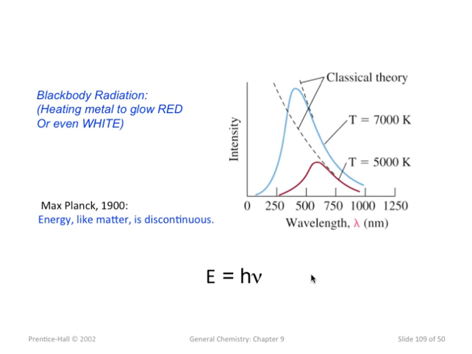Okay, Max Planck did experiments so that we could determine how much energy is contained in a photon. So this E is the energy of a photon, that little packet of energy. And that's equal to Planck's constant times the frequency of the light.